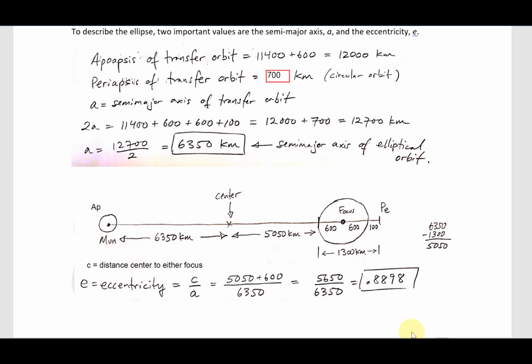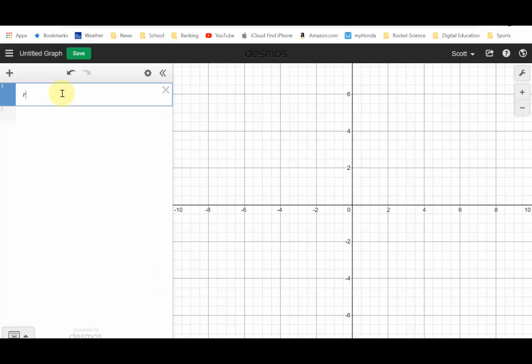Let's take a look at the graph. So let's start with a radius 600 for the planet Kerbin.